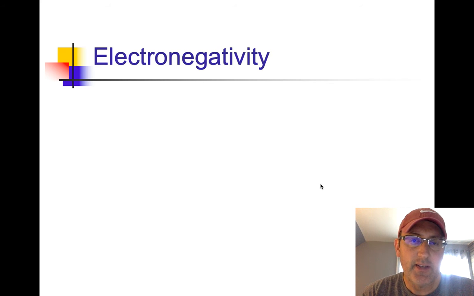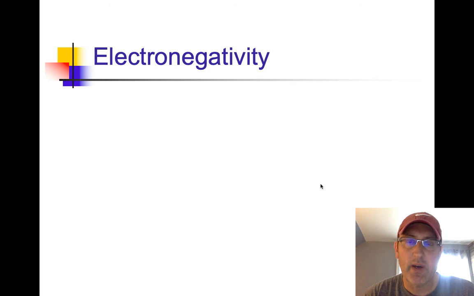Okay, so I want to continue on here with section 5.3, which basically, like I mentioned yesterday, is periodic trends. So we have three left. We're going to go through electronegativity, then ionic radius, or the sizes of ions, and then wrap up with electron affinity. So again, you're going to follow these on the periodic table.